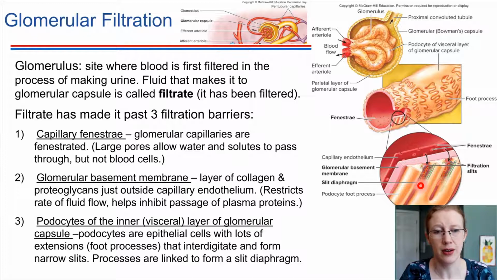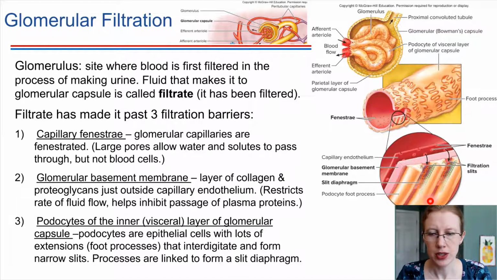So there are links between the processes, and this together forms a really fine mesh network. This is called a slit diaphragm. There are lots of slits, and it's a diaphragm. It's something that the filtrate passes through, and this again just helps to hold back important things and allow water and waste substances to continue on in the urine production process.